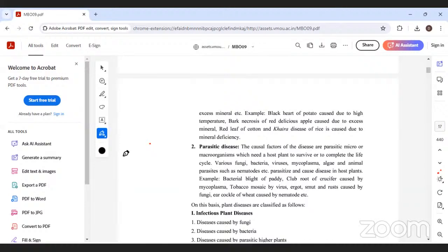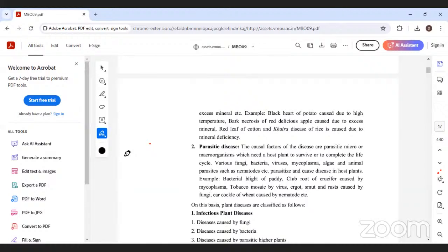Okay. Another example, red leaf of cotton. Another one: red leaf of cotton and Kyra disease of rice are caused by mineral deficiency. See, one is environmental: very high temperature causes the potato disease black heart. When excess minerals are there in the soil, in the apple the disease is red delicious.